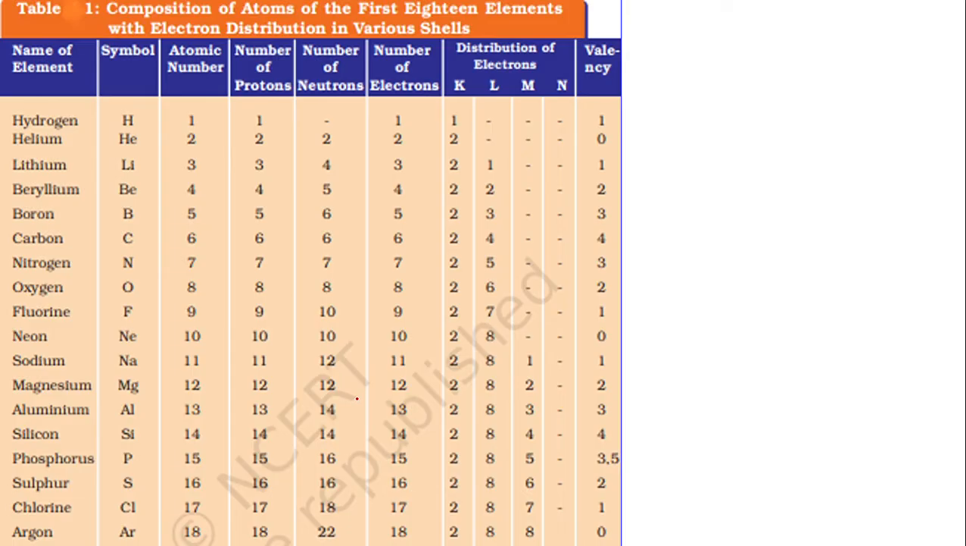Okay, now students, this is one of the tables I've taken from your ninth class science book, in which we have the names of elements along with their symbols, atomic number, number of protons, neutrons, and electrons, along with the distribution of shells, and you can see valency here. Students, you can see here we have 18 elements with their symbols written. So we have done oxygen, whose symbol is O.